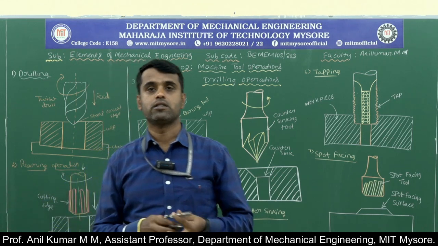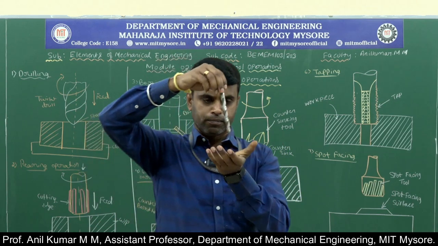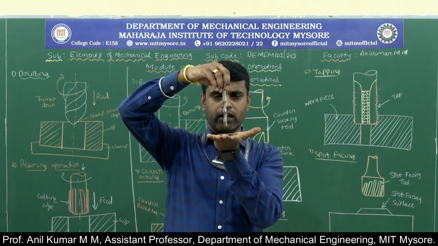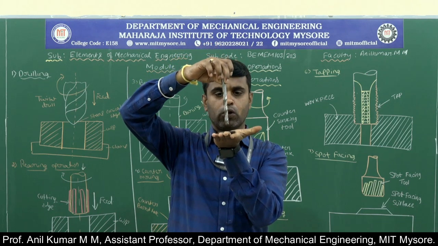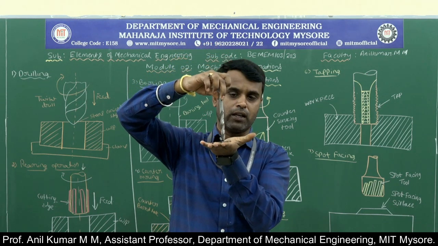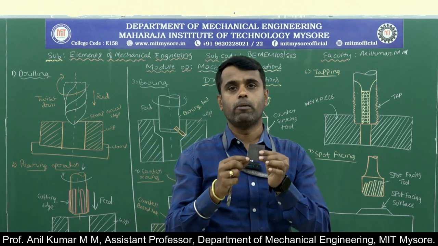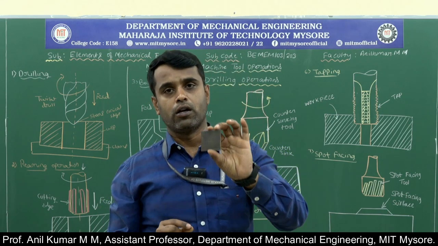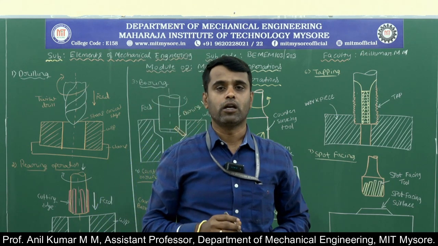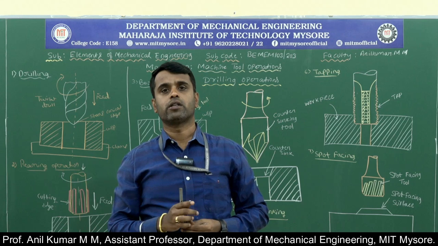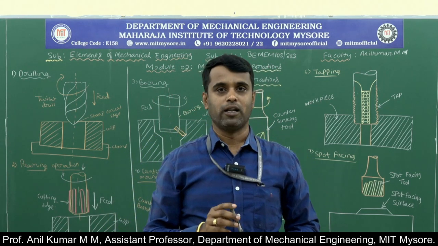See here, this is the drill bit, or twist drill. This drill bit is rotating at very high speed and we have to feed the rotating drill bit towards the workpiece material. Hence the cylindrical or circular shaped hole will be formed on the solid workpiece material. That operation we can call the drilling operation. This drilling operation is carried out with the help of a machine. That machine we can call the drilling machine.